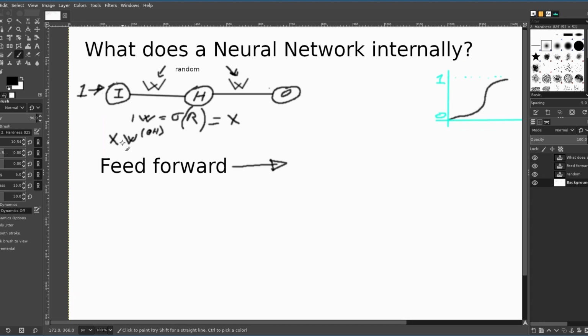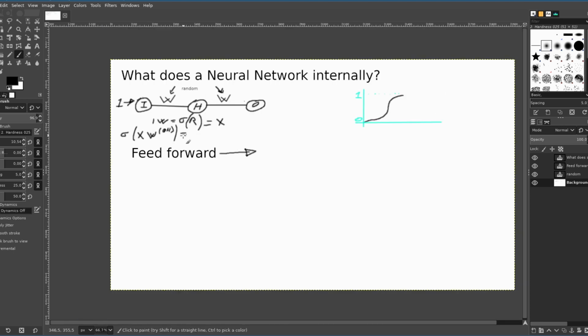The result of X times W, I also have to apply the sigmoid to, exactly like this function up here, and the result is my Y. So the Y is the result of this execution, of the traveling of this input between these two neurons and then these two neurons. Let's imagine that the result of 1 is 0.3.